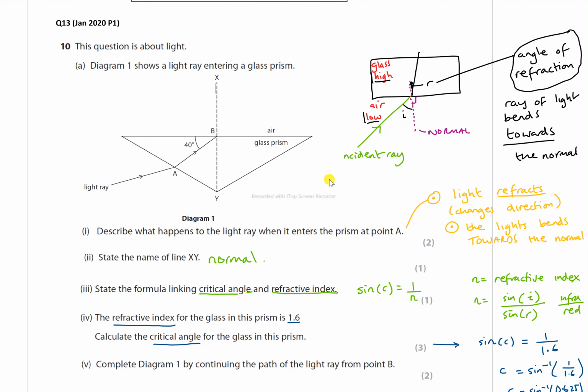Right, okay, at point B. So right, don't be fooled by this. We know this angle is 60. And the critical angle we've worked out is 39 degrees. So the angle of incidence is bigger than the critical angle. So we're going to get total internal reflection. So it's going to go that way. So this is what you need to do.